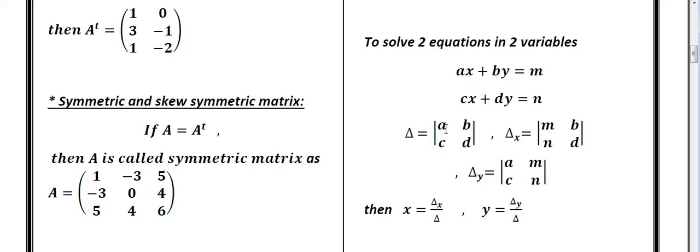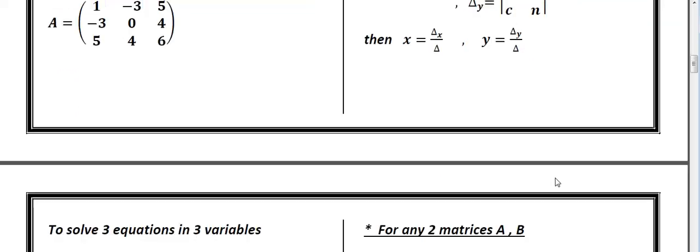Determine delta, and for delta x, we cancel the first vertical column, a and c, and write m and n. Then find delta y: cancel the second vertical column, b and d, from delta, and write m and n. Then x equals delta x over delta, and y equals delta y over delta.